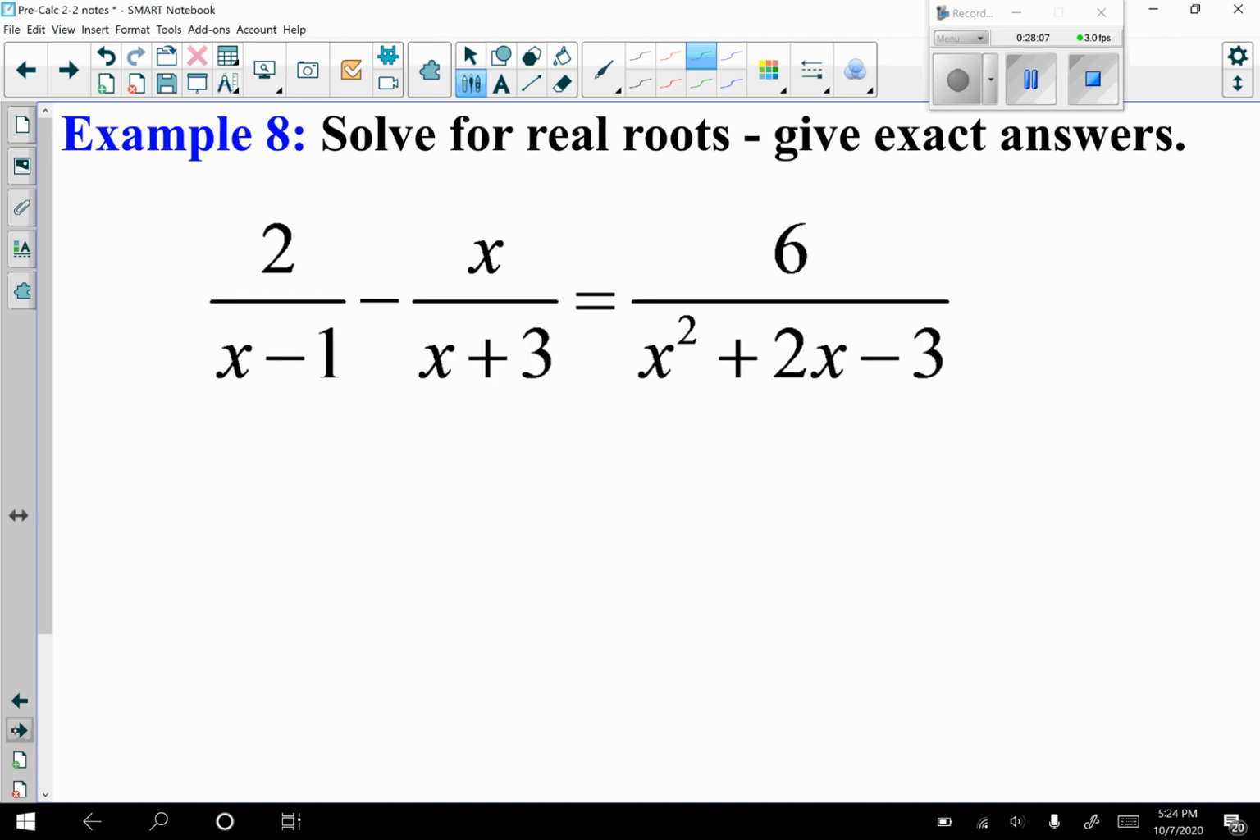All right, next, 8. Back to fractions. 2 more problems left here, getting trickier. Solve for real roots, give exact answers. So we're back to these fractions again that we started with here. And what we want to do first is, again, clear fractions. Okay? And that means multiply by least common denominator.